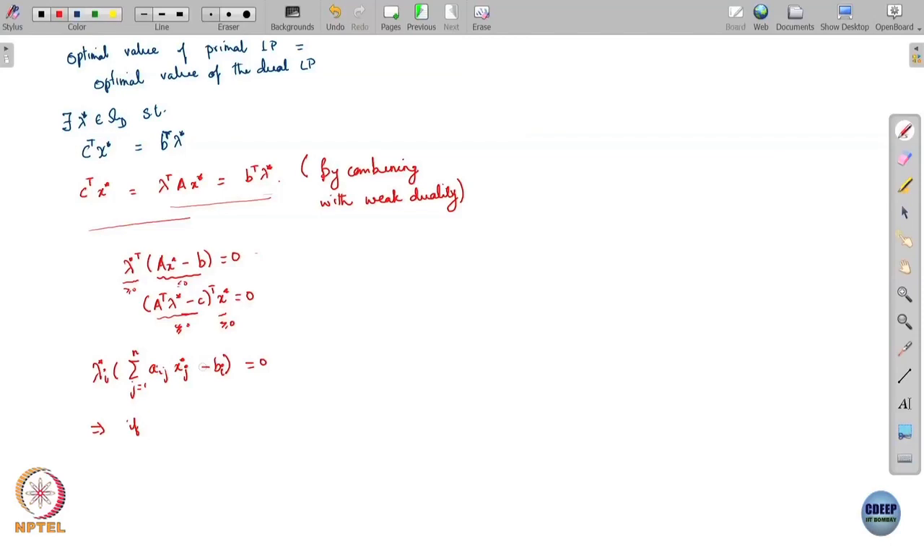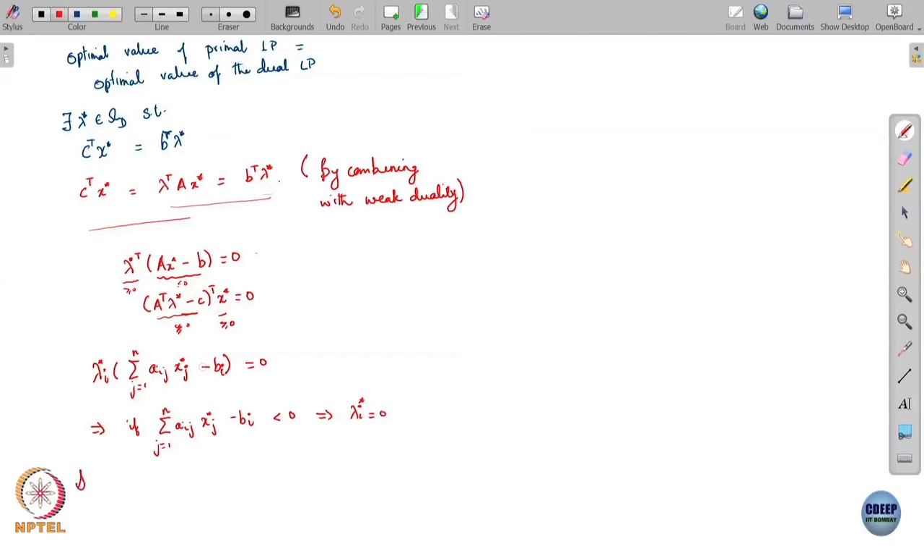Aij x star j minus bi can be either equal to 0 or strictly less than 0. These are the only two possibilities. If it is equal to 0, this holds trivially. If it is strictly less than 0, then the only way that you can have the product equal to 0 is that lambda star i itself is 0. So that means that if the summation of a_ij, j equals 1 to n, x star j minus b_i is less than 0, it must imply lambda star i equals 0.